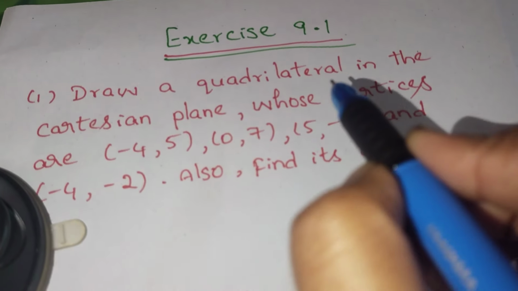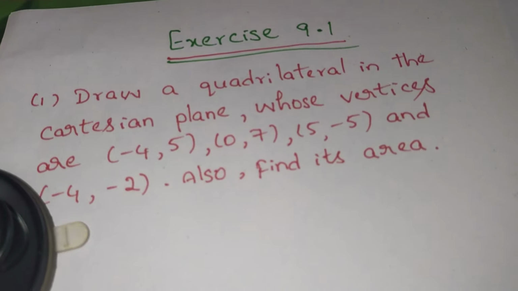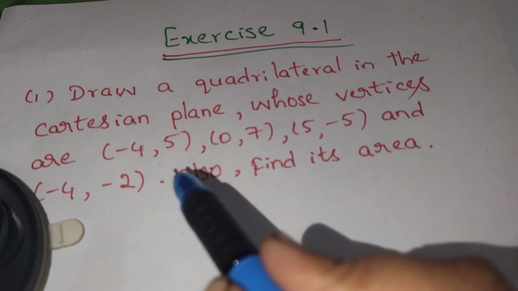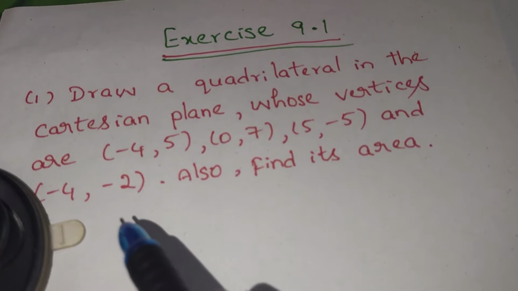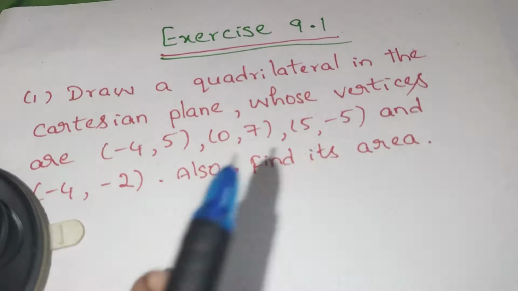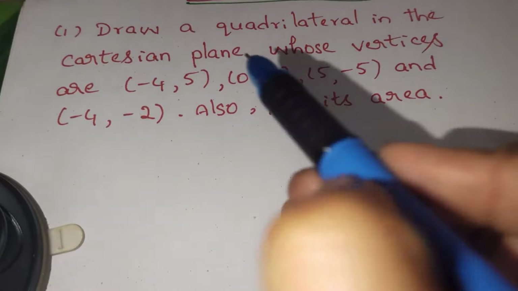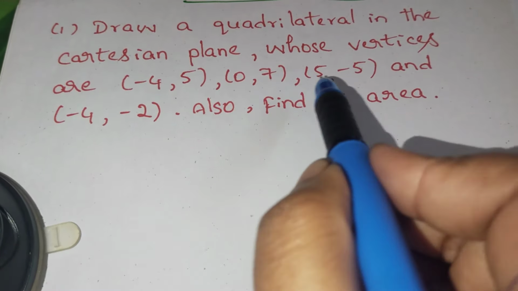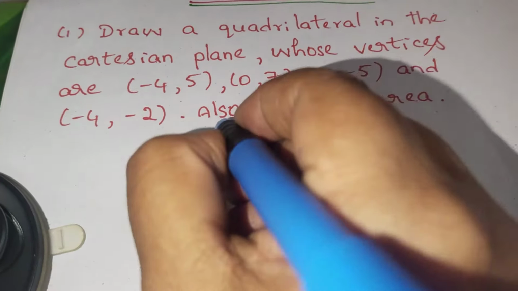Let us discuss exercise 9.1 important questions. The first question is important, that is, draw a quadrilateral in the Cartesian plane whose vertices are (minus 4, 5), (0, 7), (5, minus 5) and (minus 4, minus 2). Also find its area. So first we draw the quadrilateral in the plane by using these vertices. So I will take xy plane.